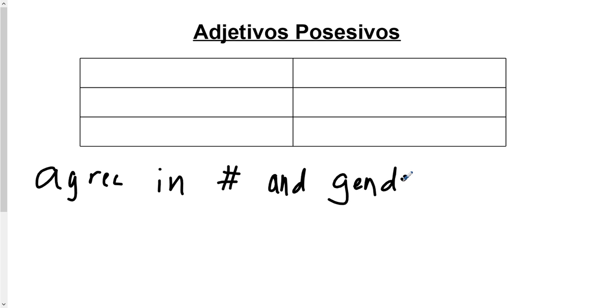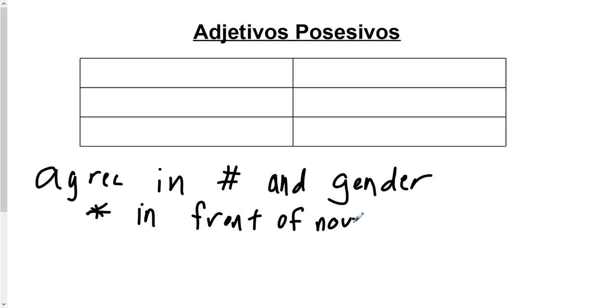Okay? Now, what is different about these from other adjectives is they do go in front of the noun they modify. So normally we put adjectives after, but when you're saying the words my, your, his, her, these words come before the noun they modify. Bien? So let's go through these possessive adjectives. So in English, we would say my.